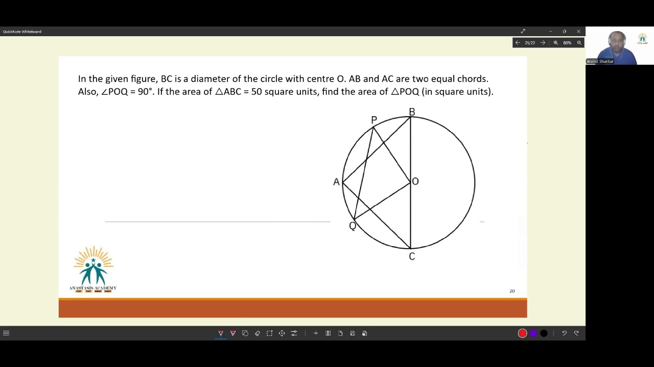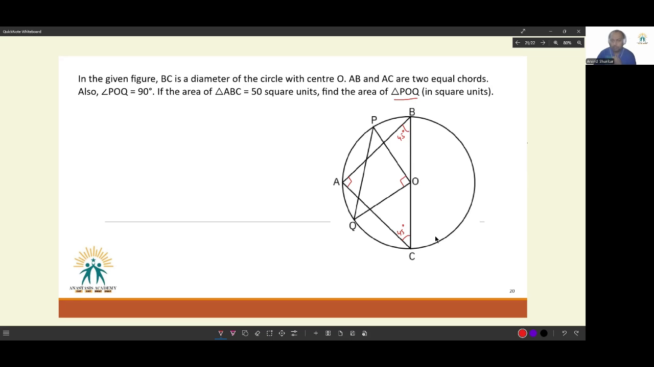Okay, next question, and the last question. In the given figure, BC is the diameter of the circle with center O. Okay, if BC is the diameter, first thing we know is this is 90 degree. AB and AC are two equal chords. Great. If AB and AC are two equal chords, this will be 45 degree. Wonderful. Also, POQ is equal to 90 degree. If the area of triangle ABC is 50 square units, find the area of POQ.